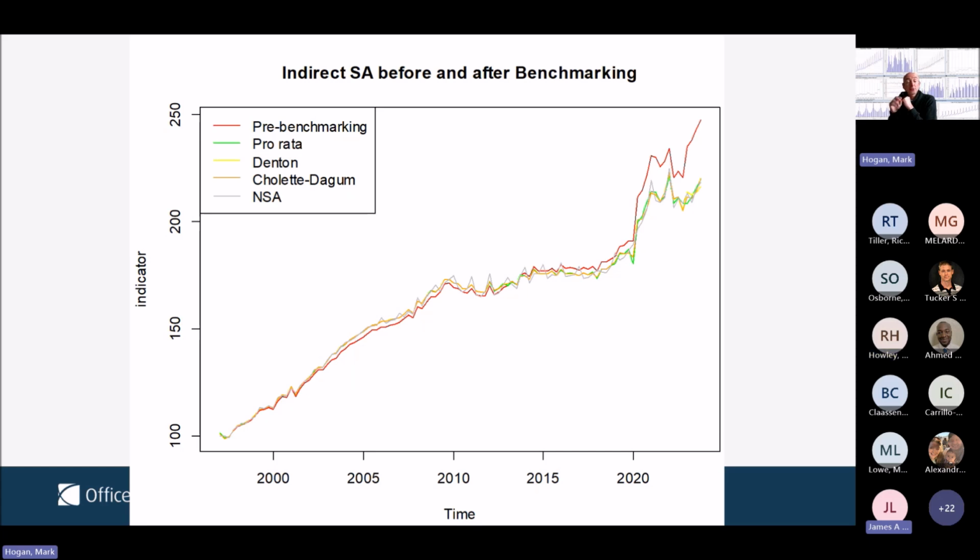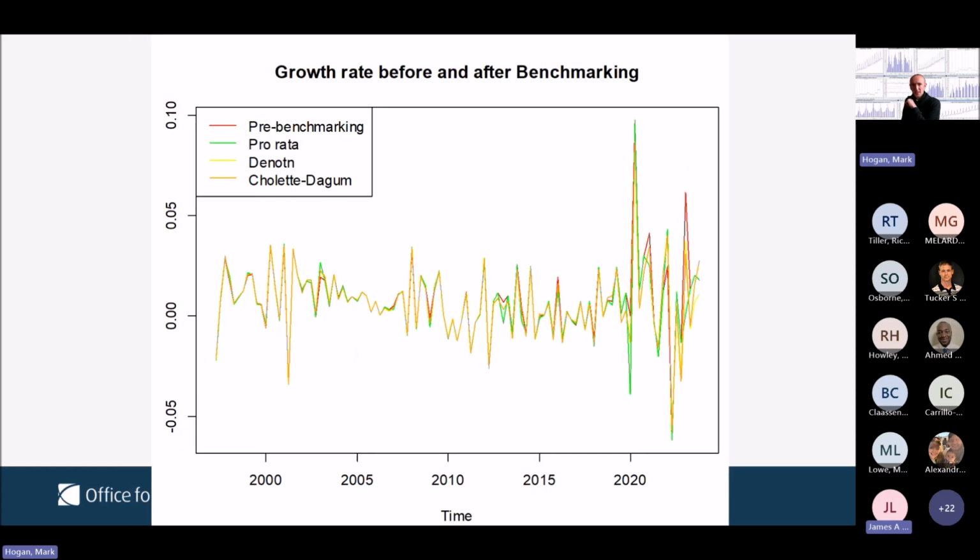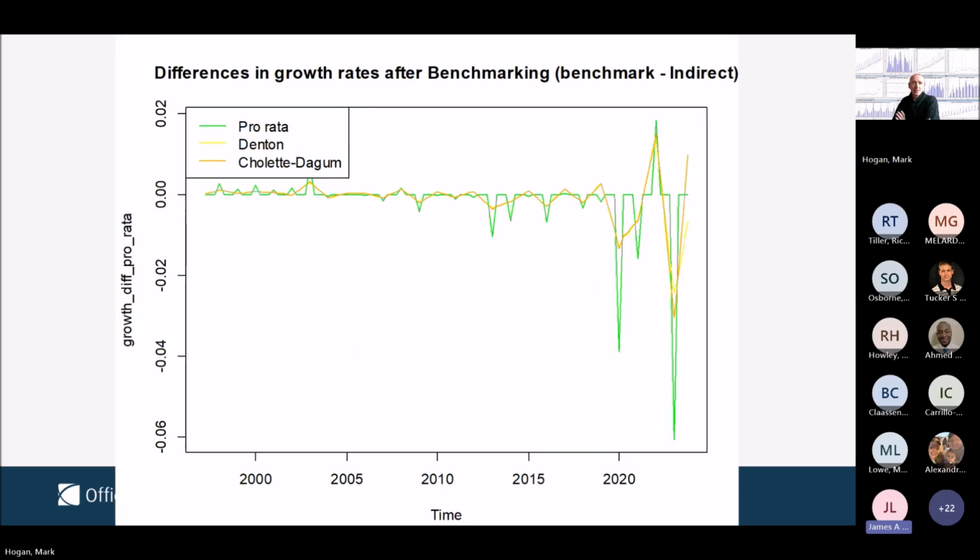However, if you look at the growth rates of these series, it's a little bit difficult to see from this chart. So what I've done on the next chart is I've looked at the difference in the growth rates from the benchmark series compared to the pre-benchmark series to better see how it's maintained the growth rates. The green line on screen is from the pro rata method, and you may feel it's done a good job because it's a very flat series along 0, suggesting it's maintained the growth rates quite well.